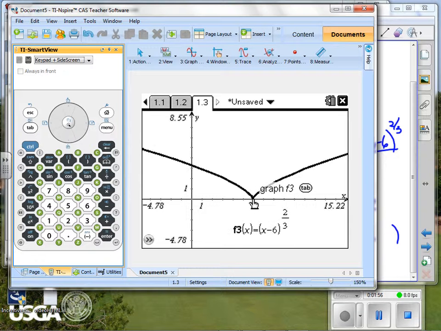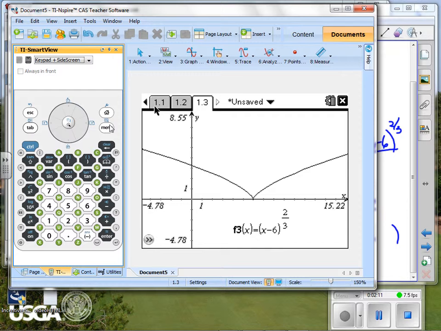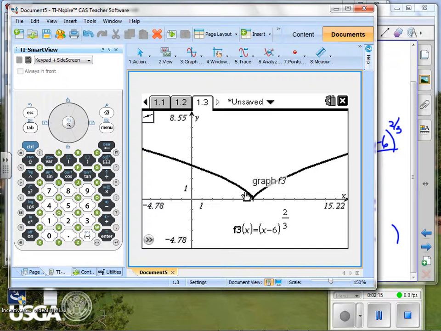Is the point where the input is 6, does that point exist? I think we did that already, didn't we? Maybe not? Oh yeah, we did, right there. If we put 6 in there, we get a point. So let's put a point on here, anywhere that I want, and change that coordinate to be 6. And sure enough, there it is.